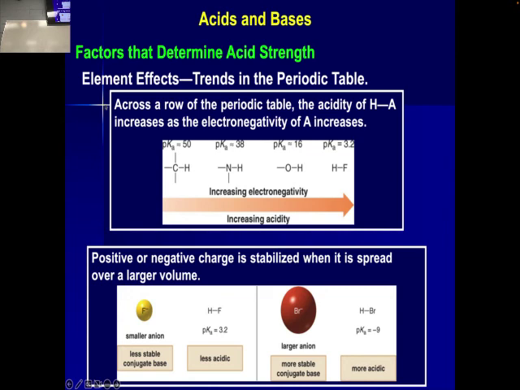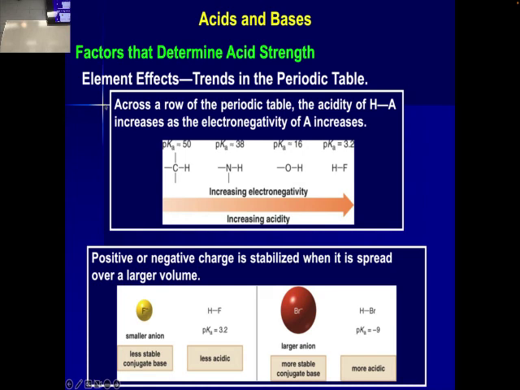Carbon is less electronegative than nitrogen. Nitrogen is less electronegative than oxygen. Oxygen is less electronegative than fluorine. So the more electronegative, the more acidic. Why is that? Because A minus is more stable here than here. Fluorine's very electronegative. It pulls electrons very close to itself, closer to the nucleus. What's in the nucleus? Positive protons. If I take a negative and a positive and put them close together, that's stabilizing. This is more stable than this is more stable than that is more stable than that.